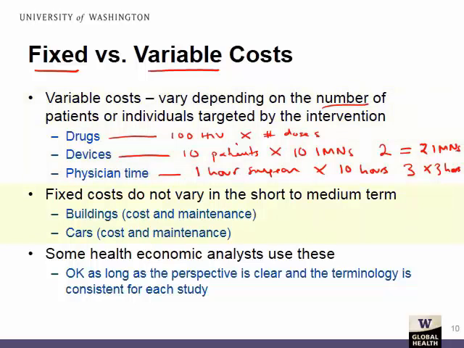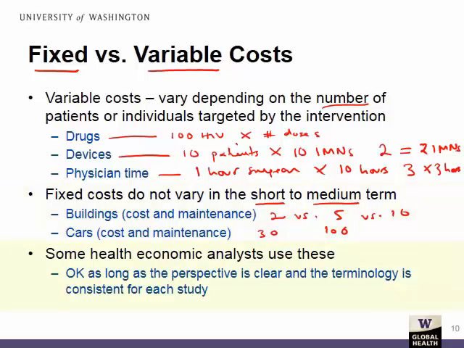Now, for the fixed costs, they don't vary in the short and medium term. So if you have already a hospital and a theater, getting 2 patients versus getting 5 patients versus getting 10 patients doesn't change your building cost. Or if you already bought cars, their cost and maintenance is the same regardless of whether you see 30 people or 100 people. So these costs don't change and they are called fixed costs.